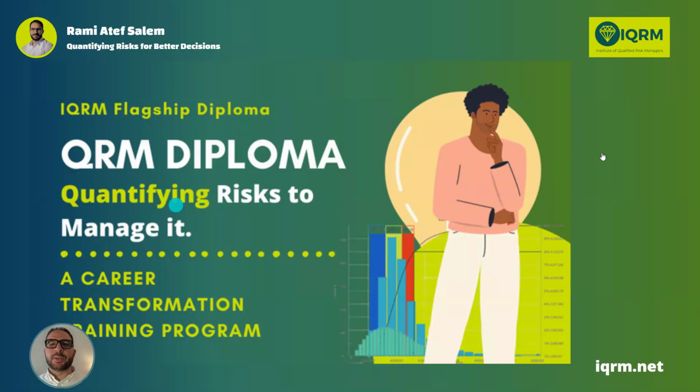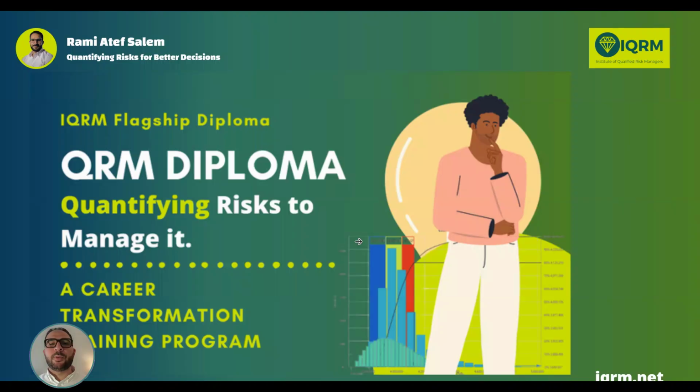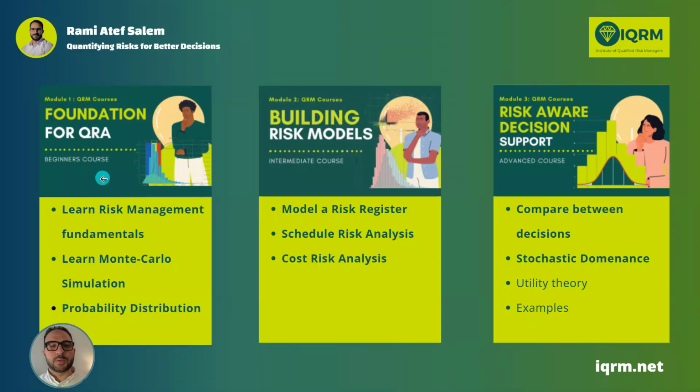We explain more of this in the QRM diploma and certificate, where we quantify risks for integration in decision making, not just for the sake of quantification. The QRM diploma consists of three modules. First is the foundation for quantitative risk assessment, where we learn the fundamentals of risk management, how to do Monte Carlo simulation, and the probability distributions being used.